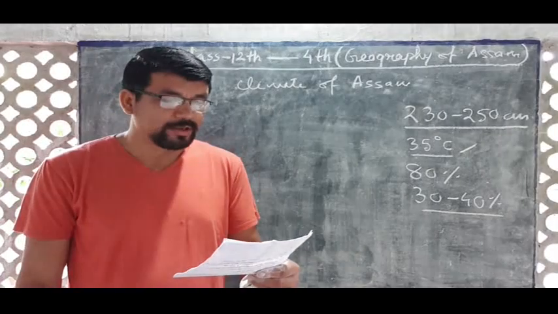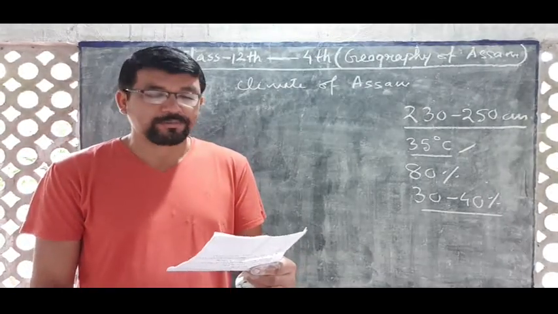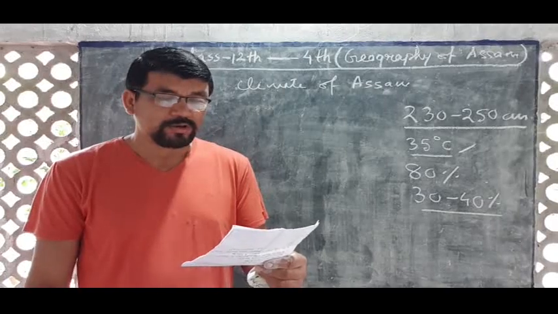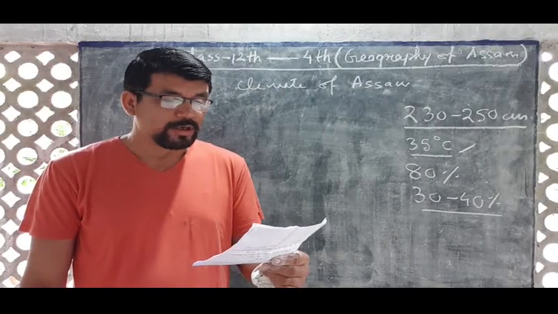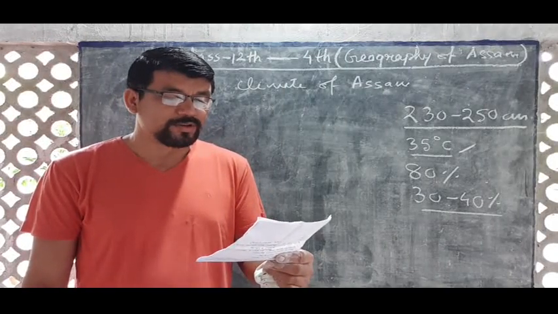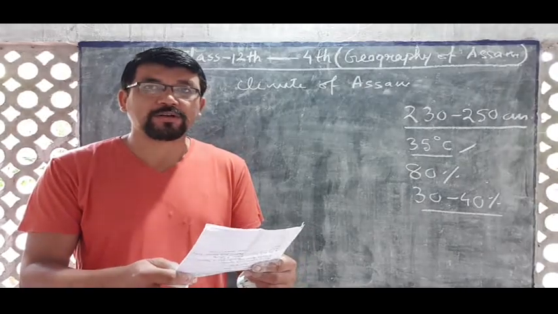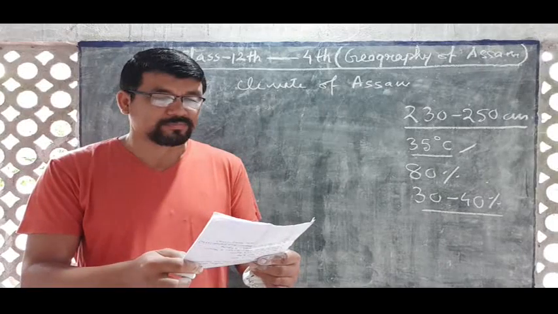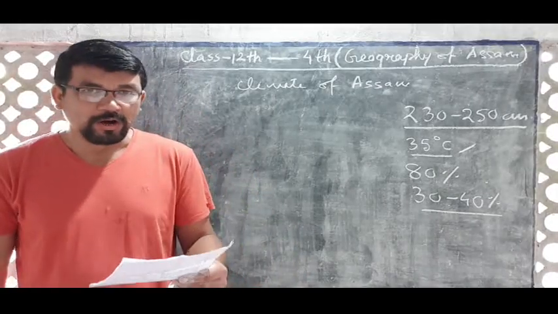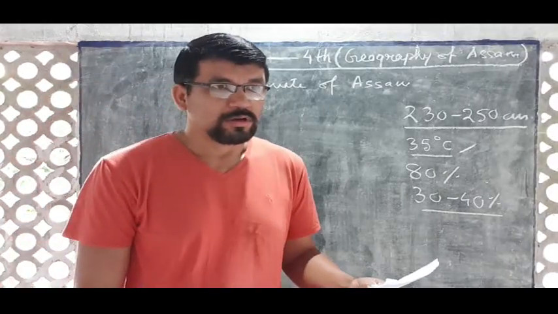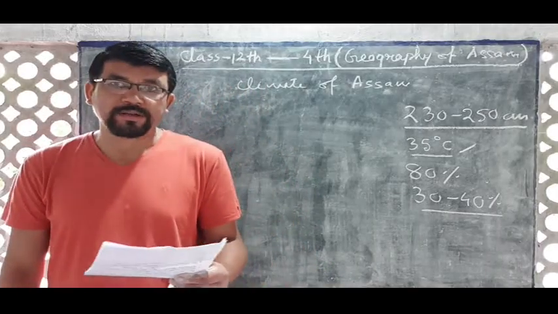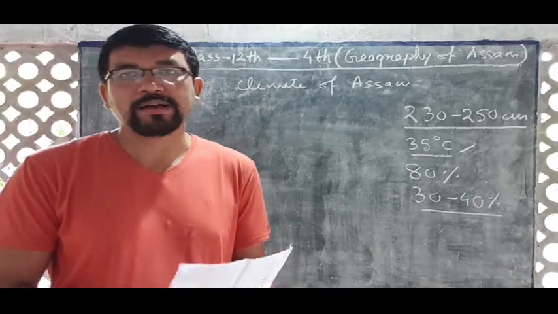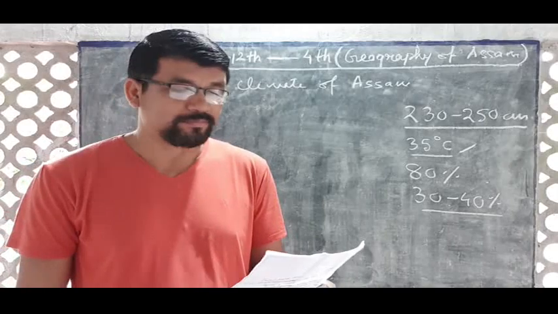There are some districts which have very low temperature, such as Sonitpur, Dhubri, Dibrugarh. In these districts, temperature is very, very low compared to other districts of Assam. In Nagaon, Morigaon, Kamrup, temperatures are generally high.